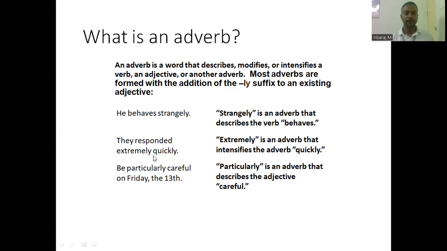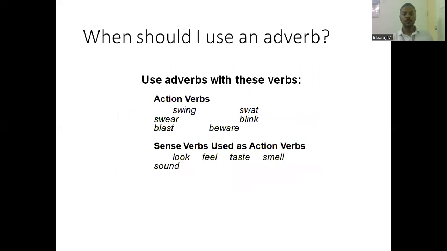So an adverb is a word that describes, modifies, or intensifies either a verb, an adjective, or another adverb. Okay. So when should we use an adverb? We can use an adverb with action verbs and with sense verbs. As we do for adjectives, we can use sense verbs with adverbs too.